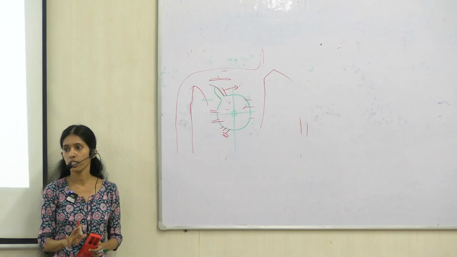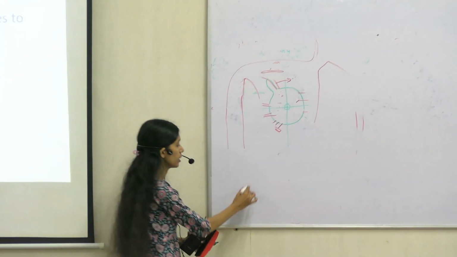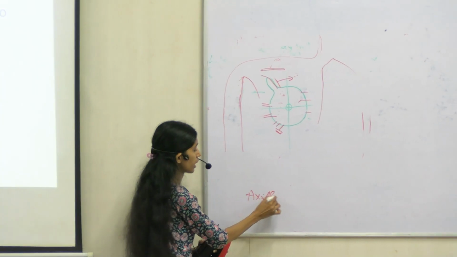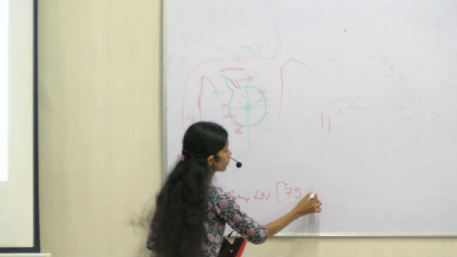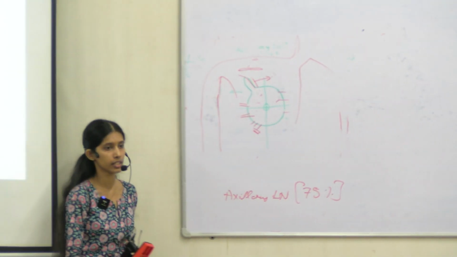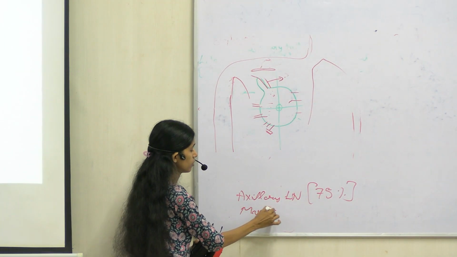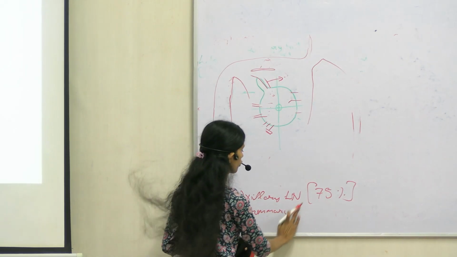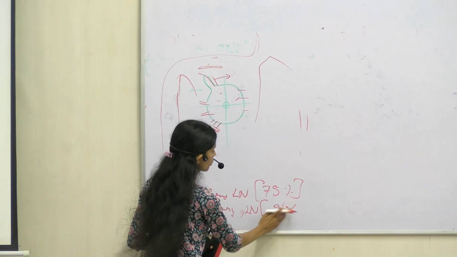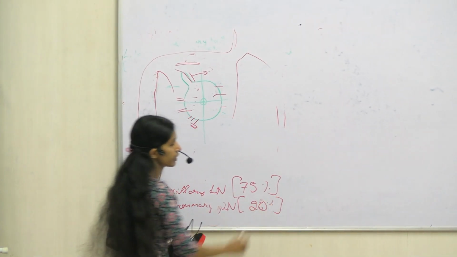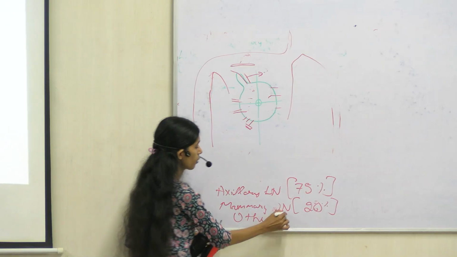Your mammary gland is mainly drained by 2 lymphatic node parts. Okay, the first one is axilla node, axillary lymph node. It contributes around 75% and the another one is mammary lymph nodes. It will contribute around 20% and there are certain other lymph nodes which contributes around 5%.